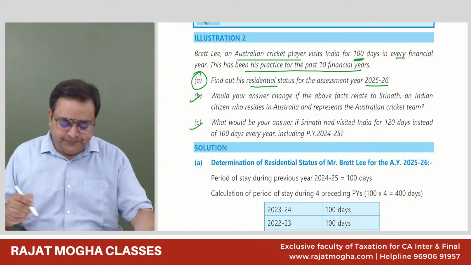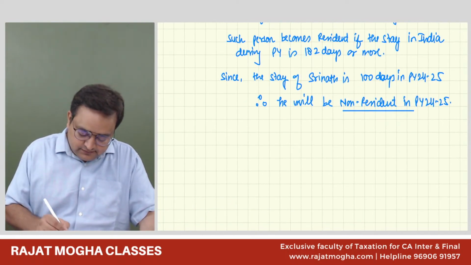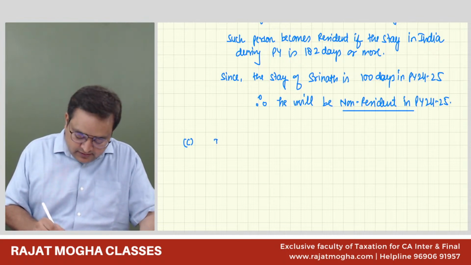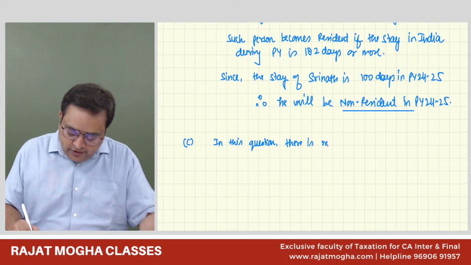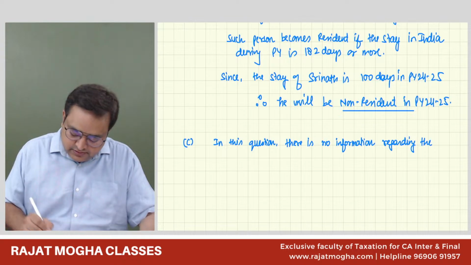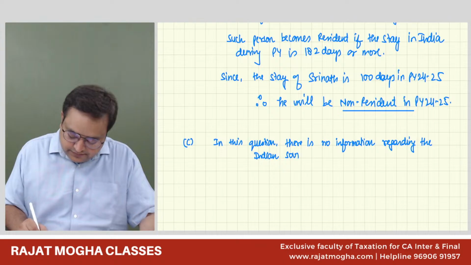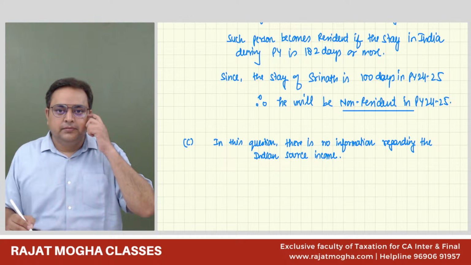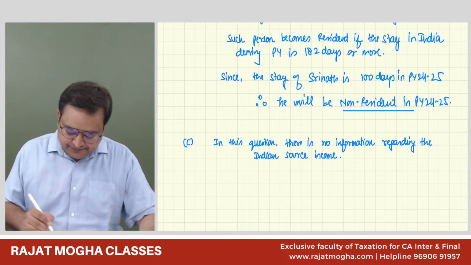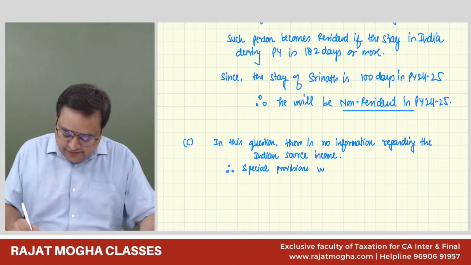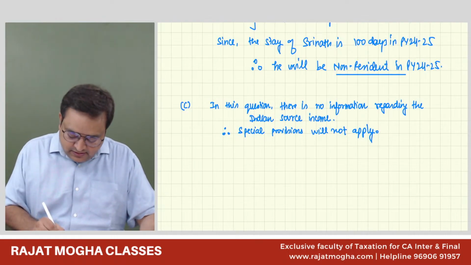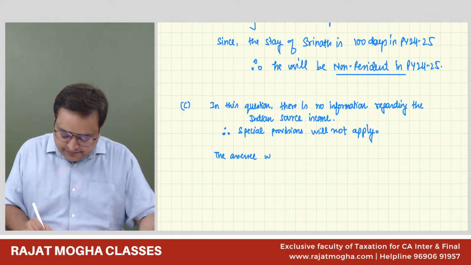See point C. In this question, there is no information regarding the Indian source income. Therefore, special provisions will not apply. The assessee would be resident if stay is at least 182 days in previous year 24-25. So only the 182 days condition will be seen over here.